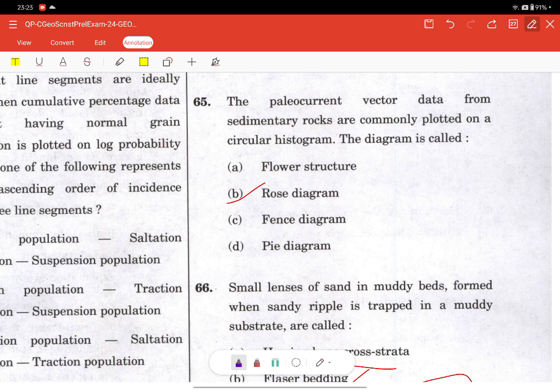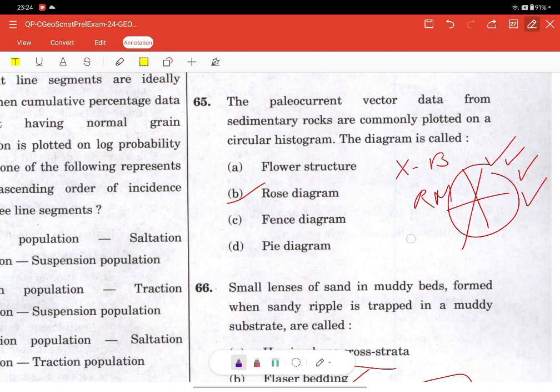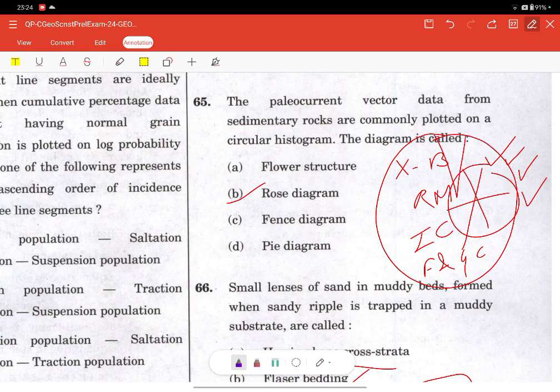Paleocurrent data record the direction of ancient sediment transport. What is it obtained from? There is cross bedding, ripple marks, imbricated clasts, and flute and groove casts. These are the directional vector data. Okay. Now, what is a rose diagram? It is a circular histogram that shows the frequency of directional data. Each petal represents the direction, azimuth, and length proportional to frequency, and it is extensively used in paleocurrent analysis, structural geology, and wind and wave studies.